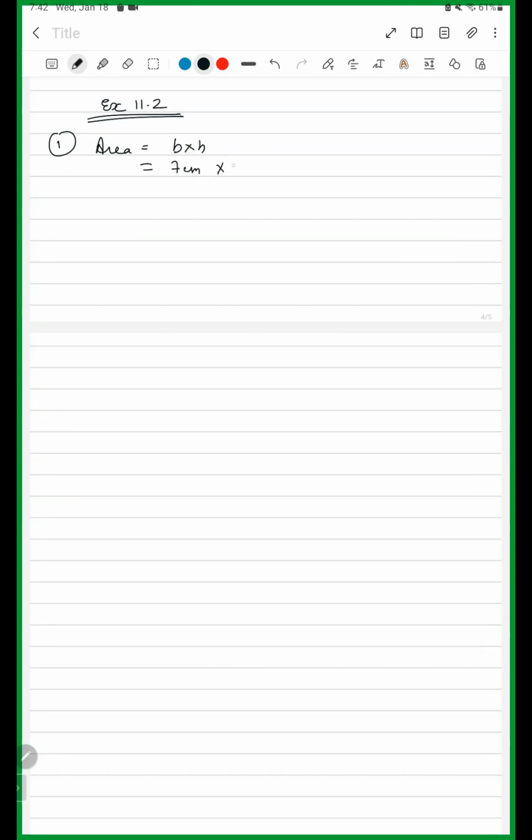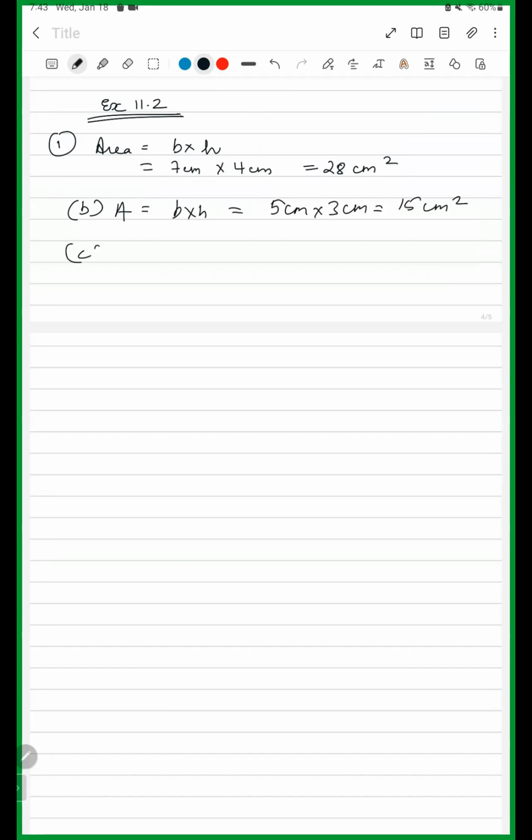Will I lose marks if I misplace them? No, you won't. So 28 centimeters square. Very good. Next. Area of parallelogram is equal to base multiplied by height. So it is equal to 5 multiplied by 3. So it will be 15 centimeters square.